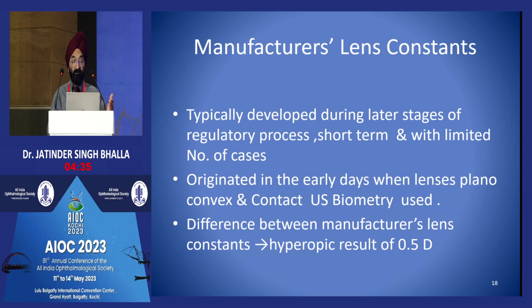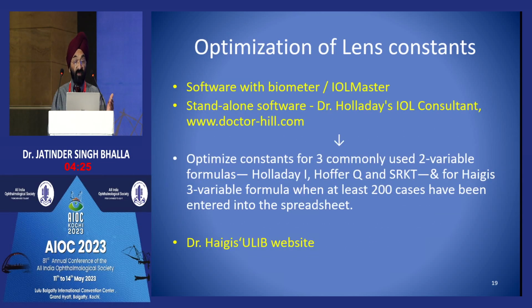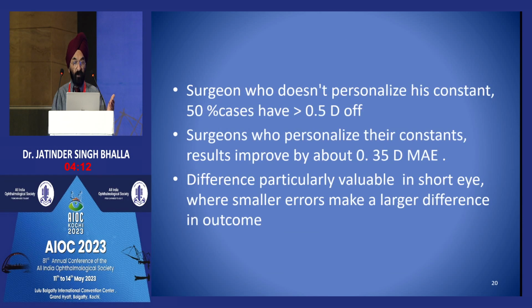They were actually developed during the later stages of regulatory processes, with a limited number of cases when plano convex lenses were used and convex ultrasound biometry was used. But with this, we used to have some error. So it makes sense to optimize the lens constant. Either you can analyze your own data, or you can use software like www.drhill.com or Dr. Haigis's ULIB website.